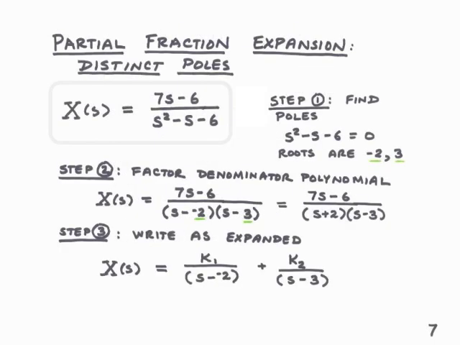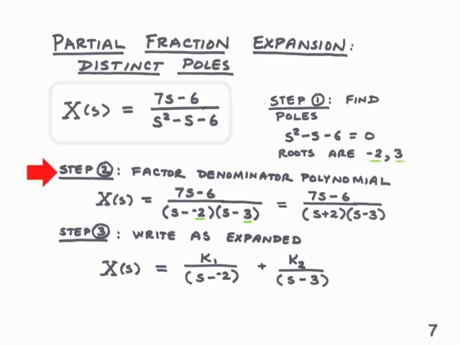We'll do partial fraction expansion of a signal with distinct poles. Our signal for this example is x of s equals 7s minus 6 over s squared minus s minus 6. Our first step in the partial fraction expansion is to find the poles of the signal. For that, we take the denominator polynomial and we find its roots. So the roots of s squared minus s minus 6 are minus 2 and 3.